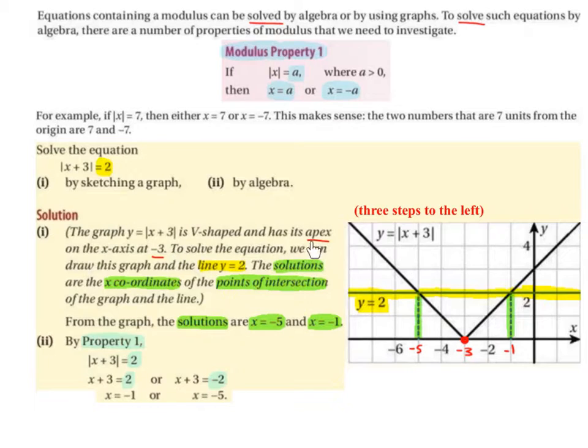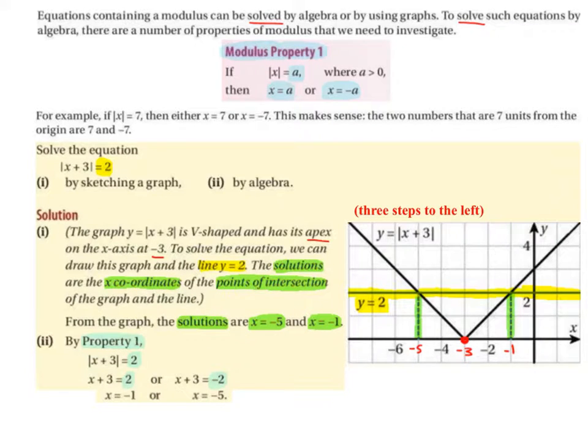To solve the equation, we can draw this graph and the line of y equals 2, because we were told that the modulus of x plus 3 is equal to 2. So that's why we draw a line at y equals 2. The solutions are the x-coordinates of the points of intersection of the graph and the line.